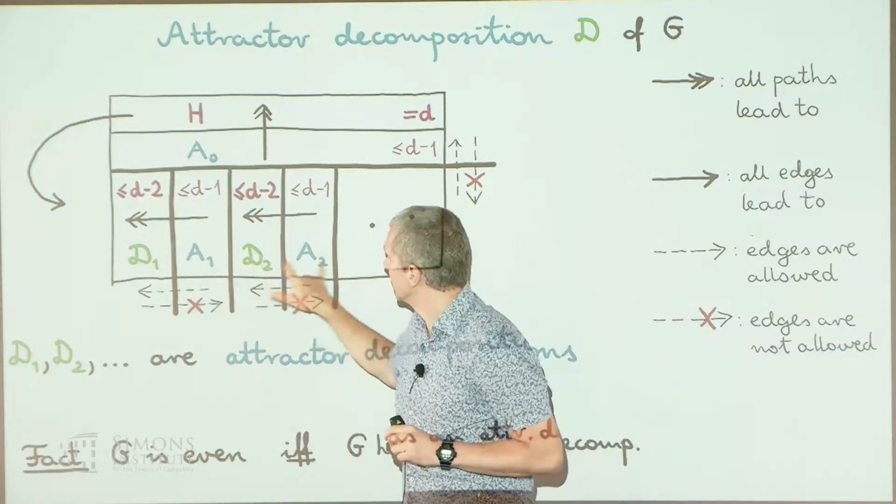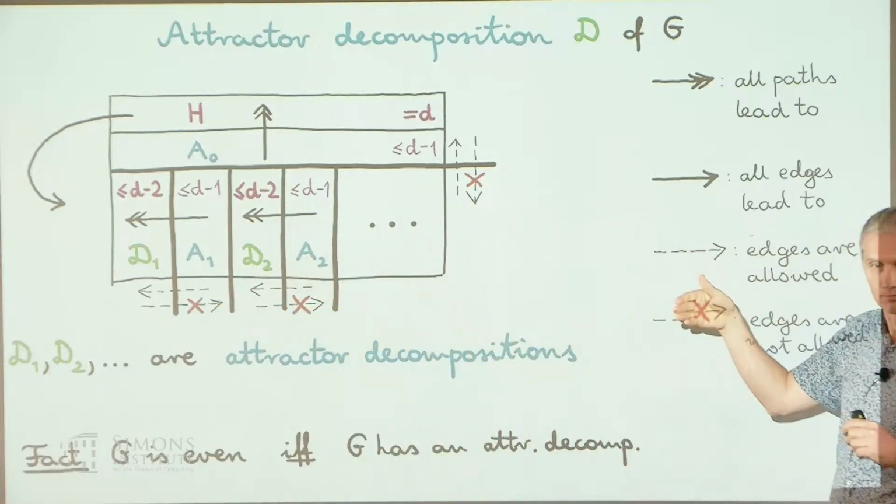Now, what are A1, A2, and so on? They are, again, attractors.